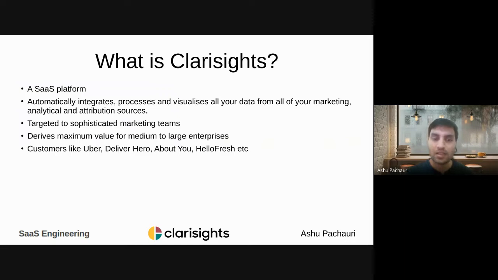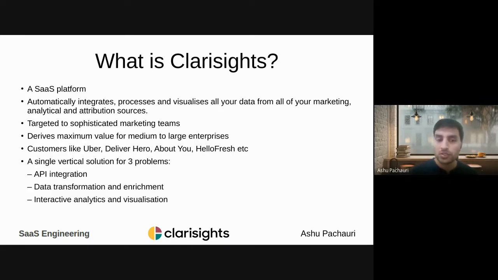So Clarisights is a SaaS platform, as I already introduced. It automatically integrates, processes, and visualizes all your data from marketing, analytical, and attribution sources. That's how you actually get the revenue also. It is usually targeted towards sophisticated marketing teams, for example, customers which are really large, operate across multiple countries, and are really data-driven. For those kinds of teams, Clarisights makes sense. And we have customers like Delivery Hero, Uber, About You, HelloFresh. These are large enterprises that use Clarisights day in and day out.